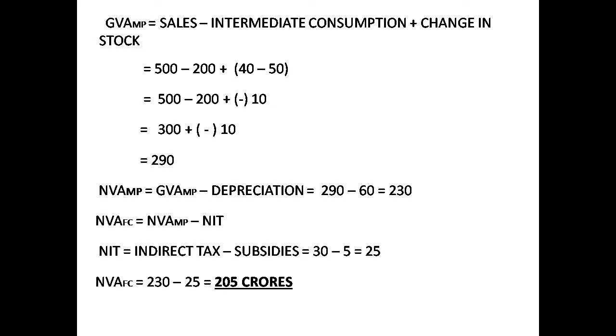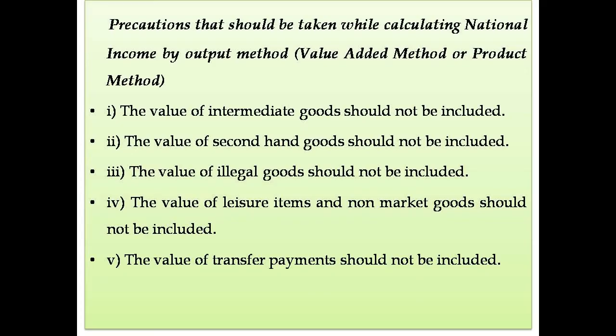From NVA MP we can calculate NVA FC. NVA MP minus NIT, net indirect taxes. Net indirect taxes is equal to indirect tax minus subsidies. Indirect tax is 30, subsidy is 5, so we get 25. So NVA FC is equal to 230, that is NVA MP, minus 25, that is net indirect tax, we get 205 crores. I think it is clear to you. So this is actually the value added method or output method or product method.